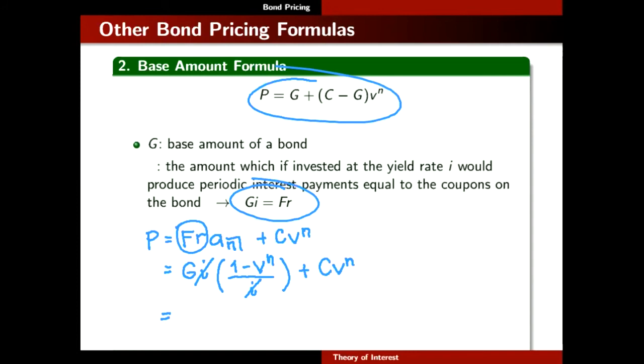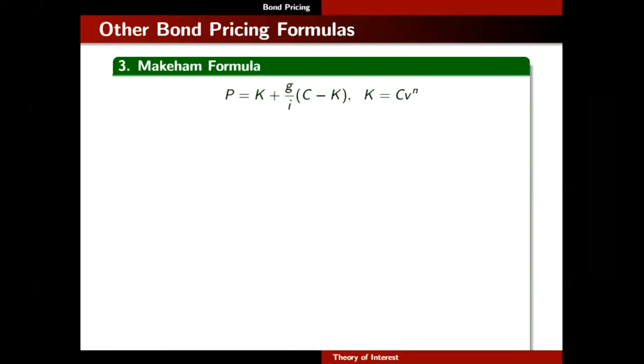Kasi ito, so, we have G. Tapos, we collect terms with V to the N. And then, we'll have positive C minus G. And then, andito yung V to the N. Right? Okay. Let's now move on to the last bond pricing formula, which is the Makeham formula.